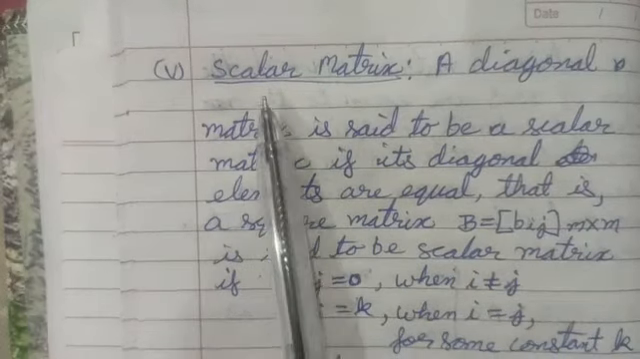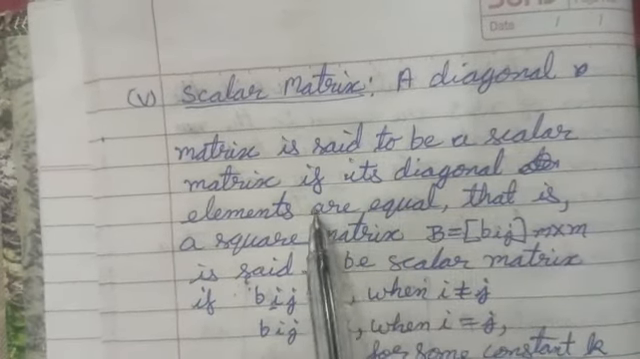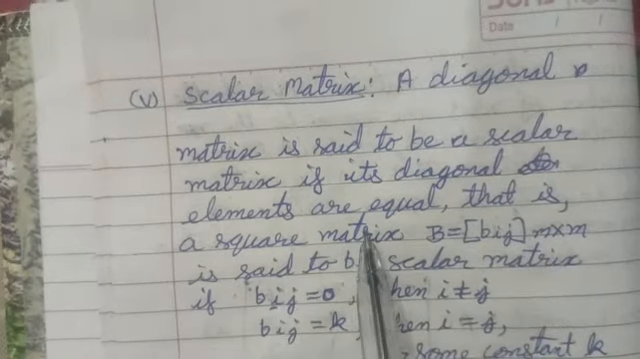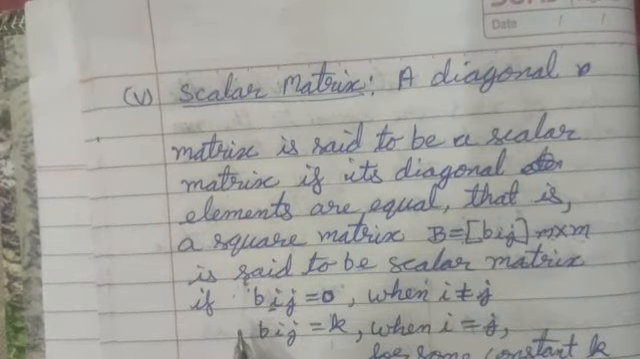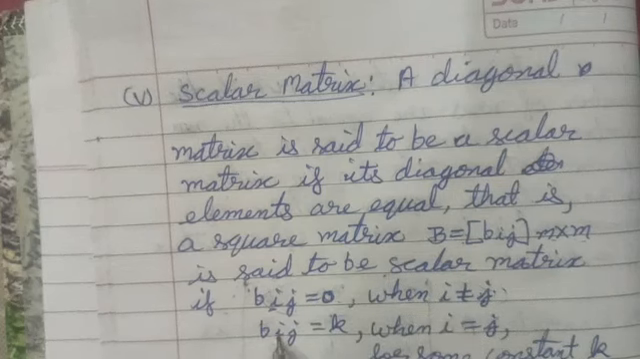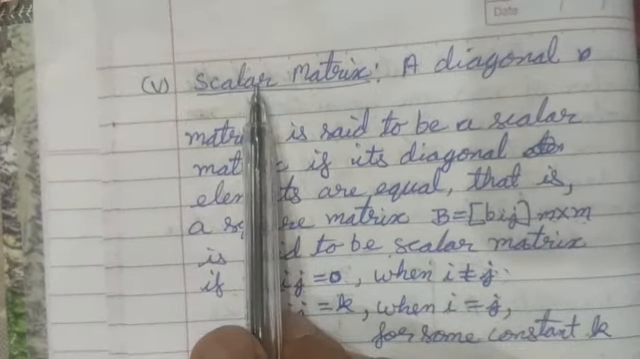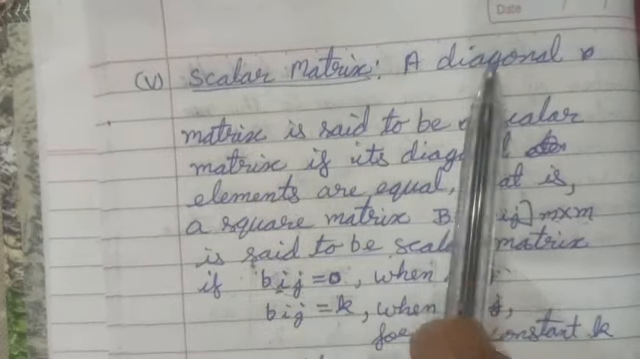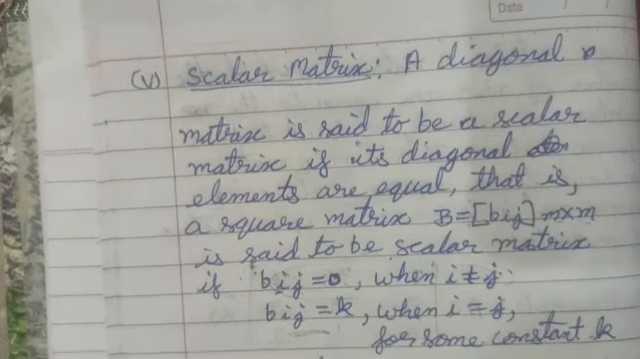Now fifth one is scalar matrix. A diagonal matrix is said to be a scalar matrix if its diagonal elements are equal. That is, a square matrix B equal to [bij] m by m is said to be a scalar matrix if bij is equal to 0 when i is not equal to j, as it was in the case of diagonal matrix, and bij equal to k when i is equal to j for some constant k. That means a scalar matrix is also a diagonal matrix, but it has one more property, that all its diagonal elements are the same.